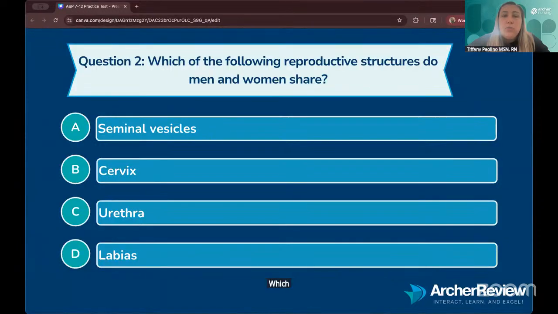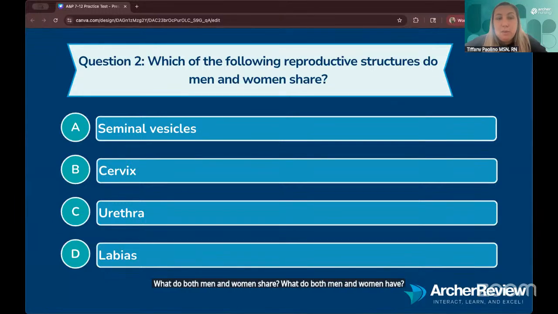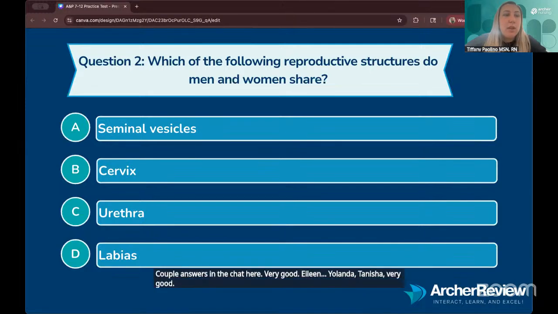Which of the following reproductive structures do men and women share? What do both men and women share? What do both men and women have? Is it seminal vesicles, cervix, urethra, or labia? This is all about structure. Couple answers in the chat here. Very good. Eileen, Yolanda, Tanisha, very good. You're absolutely right.